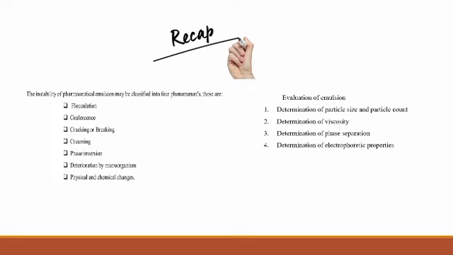The next one is the determination of electrophoretic properties, which is the determination of the zeta potential of the emulsifying droplets. And the final one is determination of phase separation. It is used to determine the two phases, the liquid phase and the oil phase, and within that we can easily assess the stability of an emulsion. These are the four evaluation techniques used to check the quality of an emulsion.